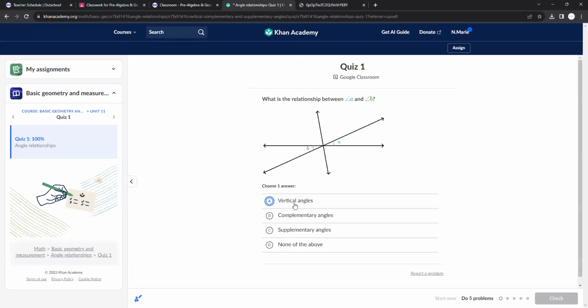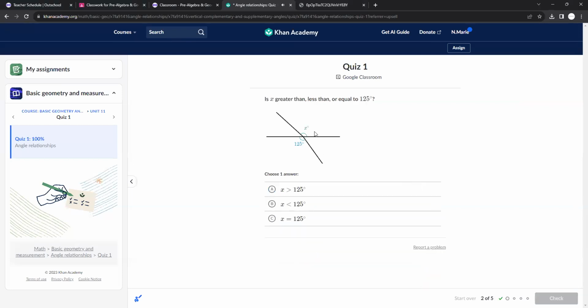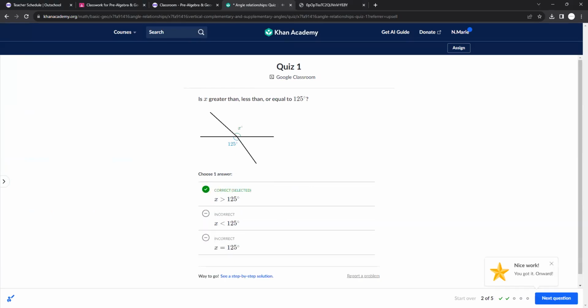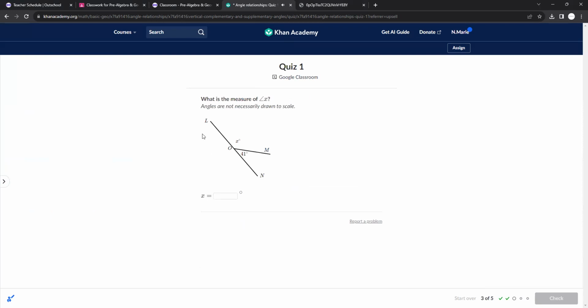Okay, so these are across from each other. They're vertical. These are not across from each other, right? I mean, they are, but they do not make a perfect X. This one's actually greater than this one. So X is greater than 125. These make 180 together. They are called supplementary angles. So you can do 180 minus 41 to find the missing angle when you're unsure.